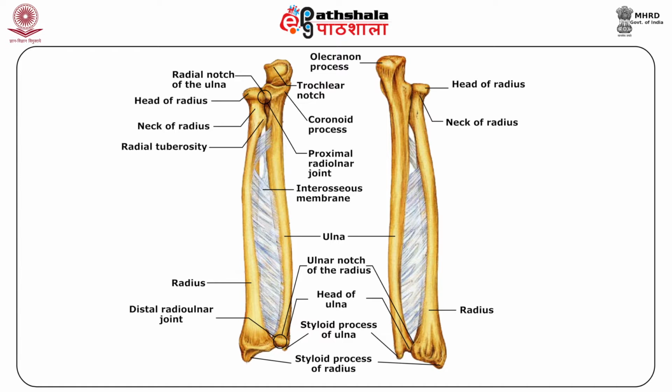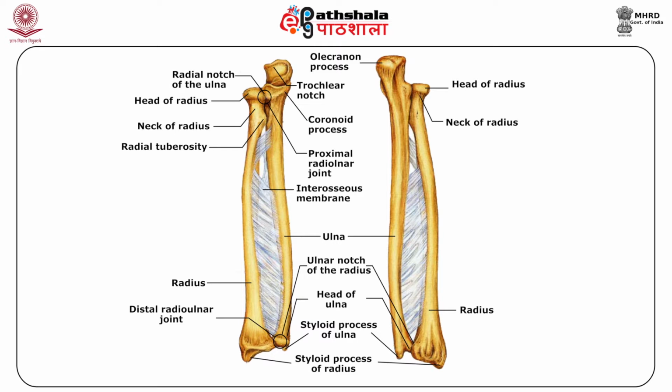process of the ulna. And just below this, on the anterior aspect of the ulna, is a roughened area called the ulnar tuberosity. To the lateral side and slightly inferior to the trochlear notch is a small smooth area called the radial notch of the ulna.